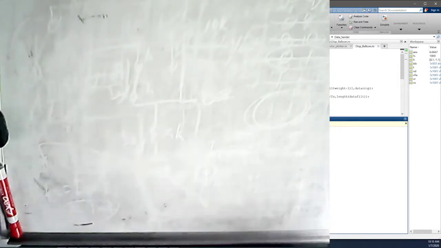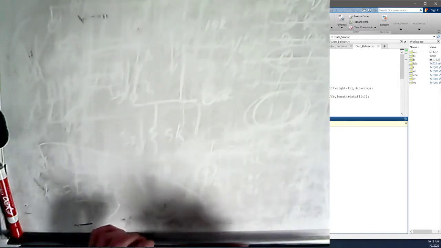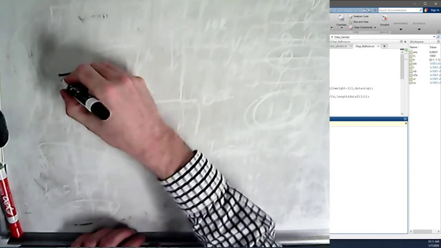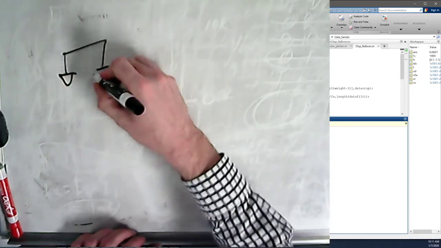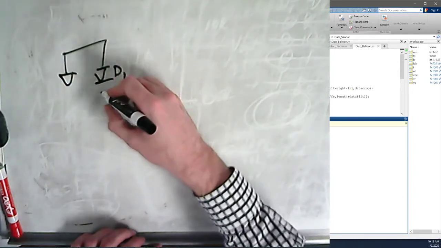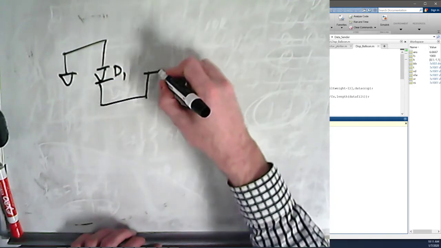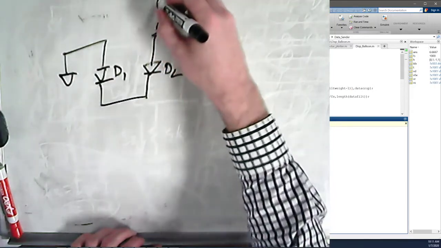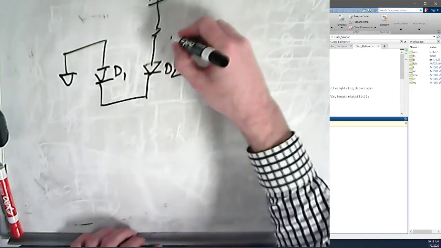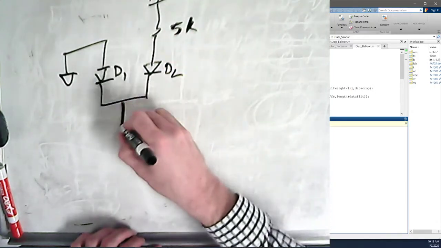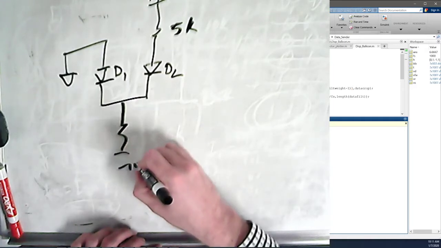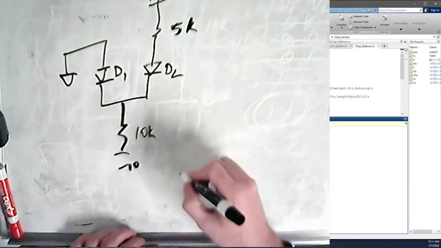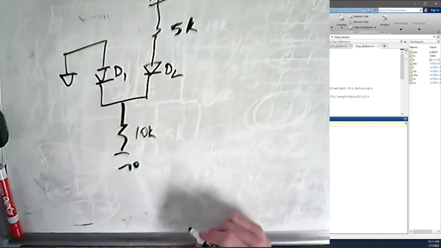Let's do one more thing. Exact same circuit. Almost. This is D1 again. This is D2. This is 10 volts. But this is now 5K. And this is now 10K. And so the question is, which one is it going to be?